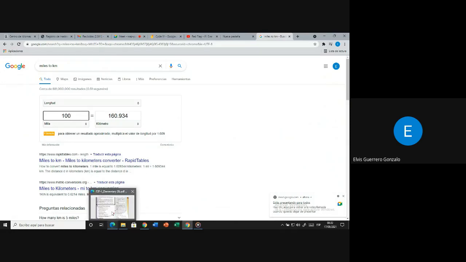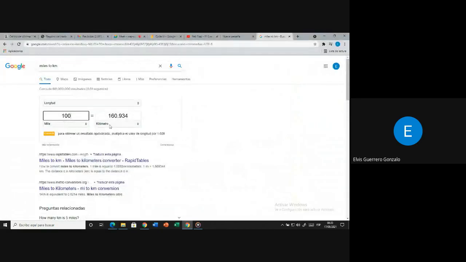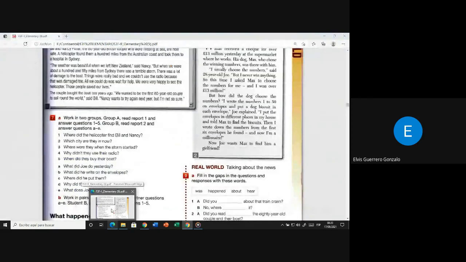So in question number one, where did a helicopter find Bill and Nancy? 160 kilometers in the ocean. Wow. Dangerous, no? Okay. Which city are they in now? They are in Sydney. Where were they when the storm started? They were about 150 miles from Sydney. Why didn't they use the radio? Because the radio was damaged. And when did they buy the boat? 2 years ago.